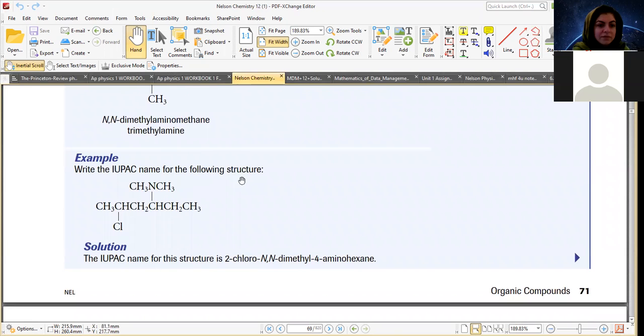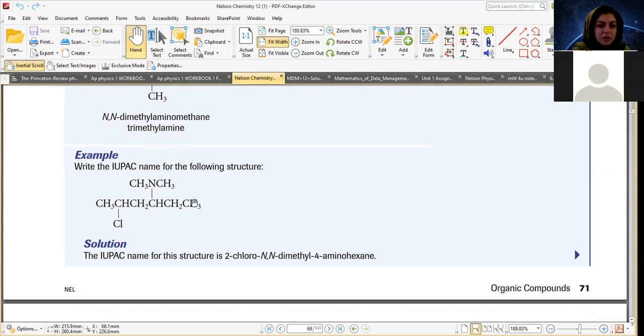Write the IUPAC name for the following structure. If you take your main chain to be the longest one, 1, 2, 3, 4, 5, 6, 6 carbons, right? It's going to be hexane. And on the 4th carbon, 1, 2, 3, 4, you have 4-amino, and you have 2-chloro on the 2nd carbon. And the branches on nitrogen, what are they going to be? Methyl. You have N,N-dimethyl. Any question? It's a little bit more complex than before. How do you know the order? You have to do it alphabetically. First C comes, then D comes, right? So you first say 2-chloro and then N,N-dimethyl. Any question?